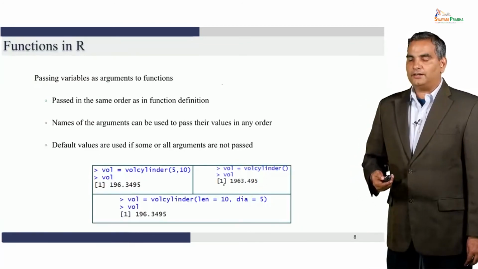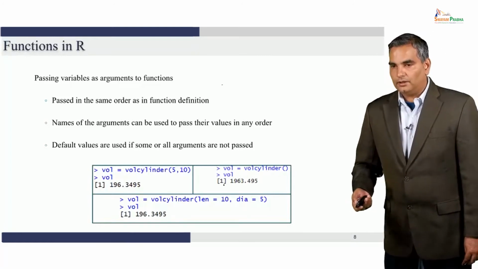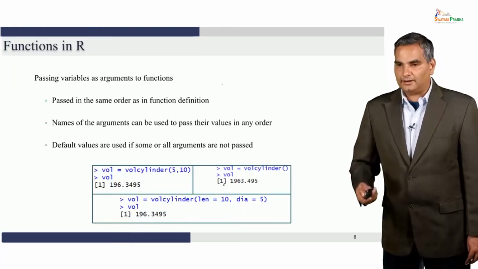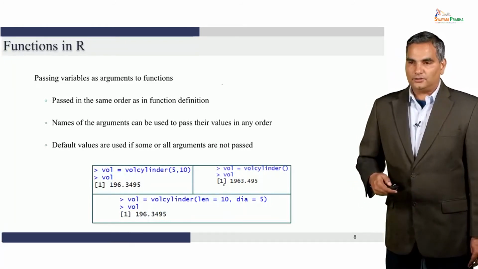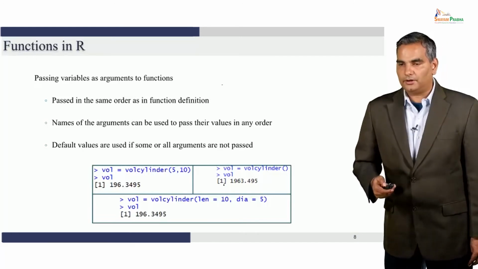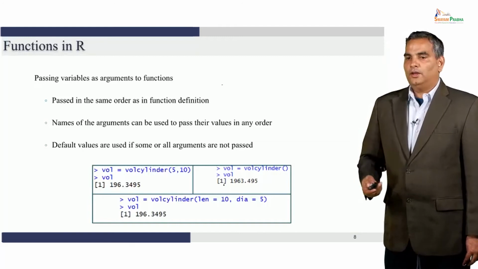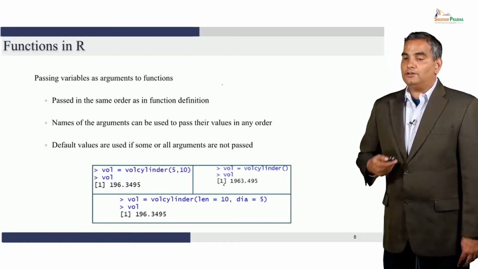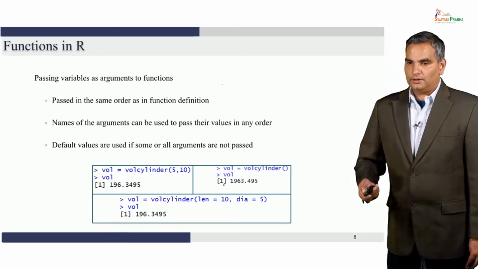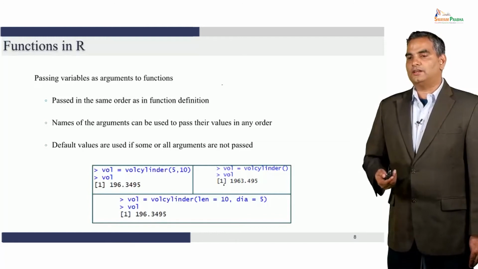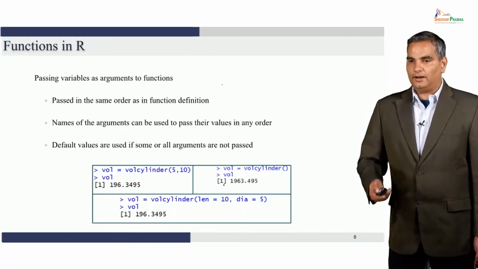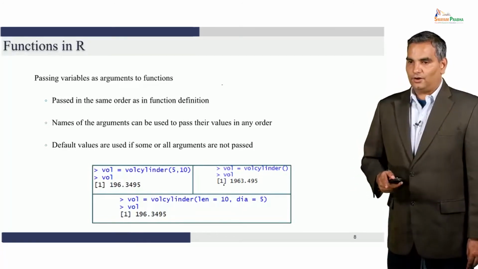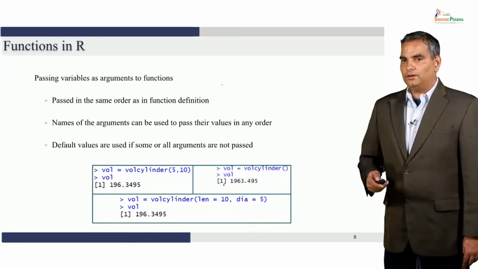Then it really does not matter in what order you are passing the arguments. In the first case, when you say volume is volume cylinder 5, 10 without any identifier, then it is going to automatically assume that the first argument is for the diameter and the second argument is for the length. Now, if you actually wanted to pass the length as the first argument and diameter as the second argument, it is possible if you use the identifier to go with it. So this is what we show here. Volume is volume cylinder, length equal to 10, dia equal to 5, and you get the same result 196.3495. Because though we have sent this in a different order, we have used the identifier with the argument to send it to the function.